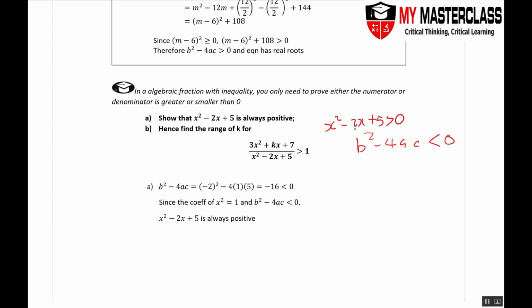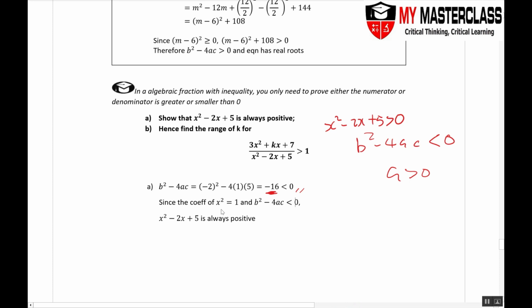Okay, and then always positive means what? Your a must be more than 0, right? Which in this case it is because it's positive 1. Okay, so work out what is b squared minus 4ac. You have a negative value, less than 0. First portion done, which is this b squared minus 4ac less than 0.